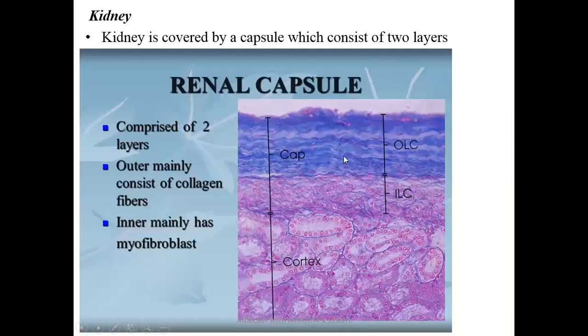A kidney has a covering called a capsule, which has two layers, an outer layer and an inner layer. The outer layer is made of collagen fibers and the inner layer is mainly myofibroblasts. These cells are in between muscle and fibroblast, called myofibroblasts. Deep to the capsule, this area is the cortex.